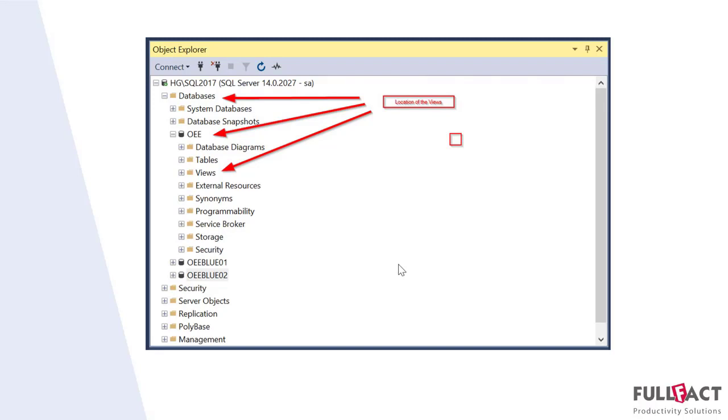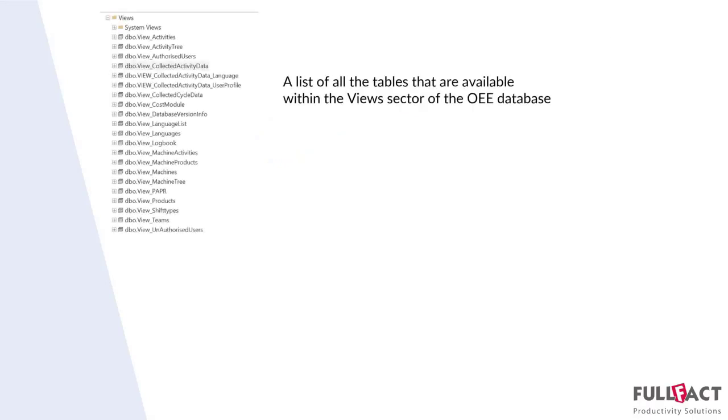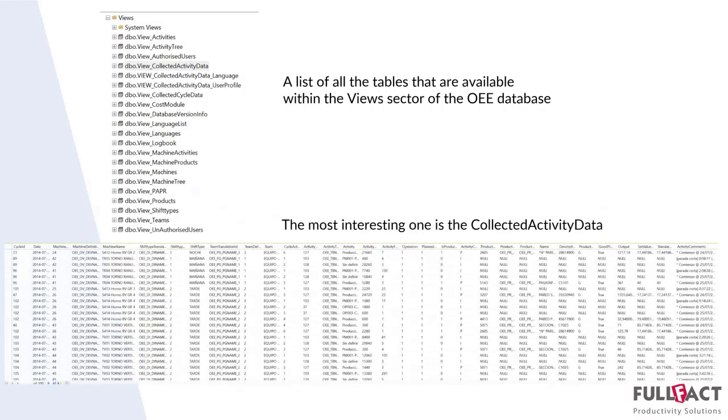Let's look. These are the databases in the SQL Server. Our database is the OE database, and there's a section called views. If you open the views, you get a list of all the views that are present, and the most important one is the collected activity data. The collected activity data gives you the opportunity to get data of all the shifts that are currently present in the database. This is an example.